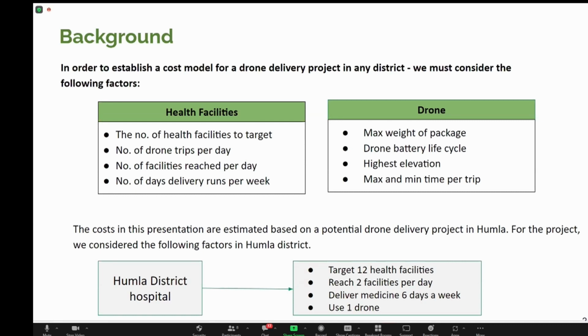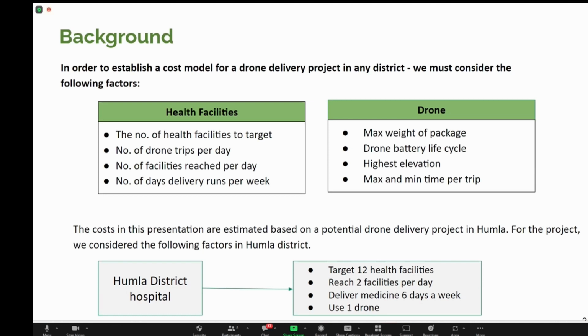So in terms of the health facilities, when we create a cost model in any district, we have to first identify the number of health facilities to target, the number of trips that a drone will take every day, the number of facilities that it will reach every day, and the number of days that the delivery runs every week. In terms of the drone, we also then have to consider what's the maximum weight that the drone can carry, what's the battery life cycle, so how many times does the battery have to be replaced, the highest elevation the drone has to go, and the time that it takes for the drone to travel per trip.